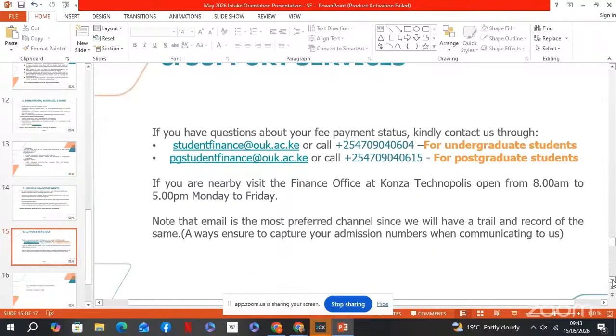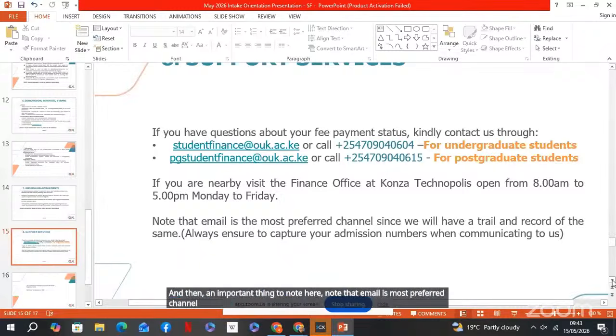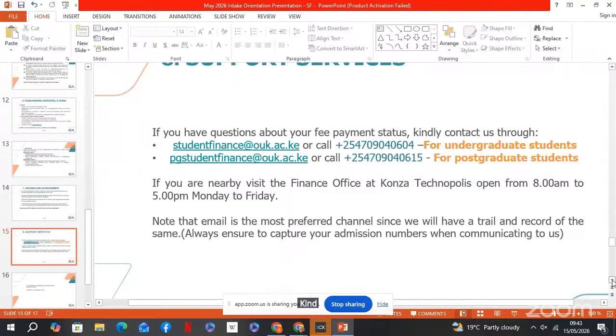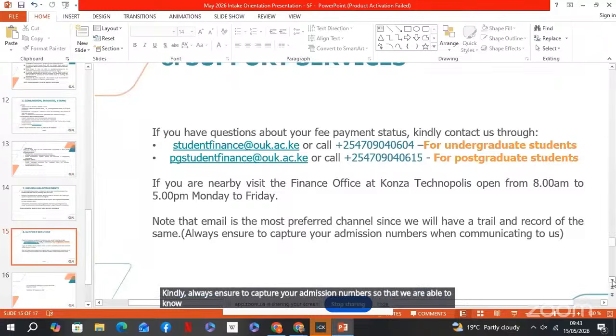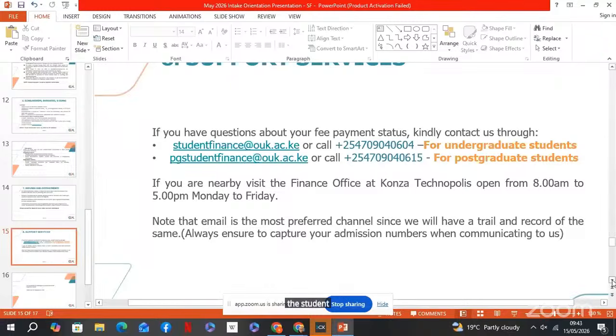And an important thing to note here is that email is the most preferred channel since we will have a trail and record of the same. And always when communicating to us, kindly ensure to capture your admission numbers so that we are able to know the student we are communicating with and be able to help you on time.